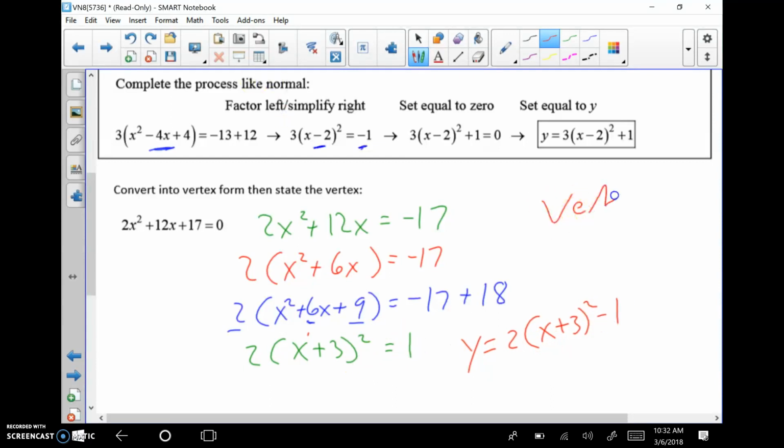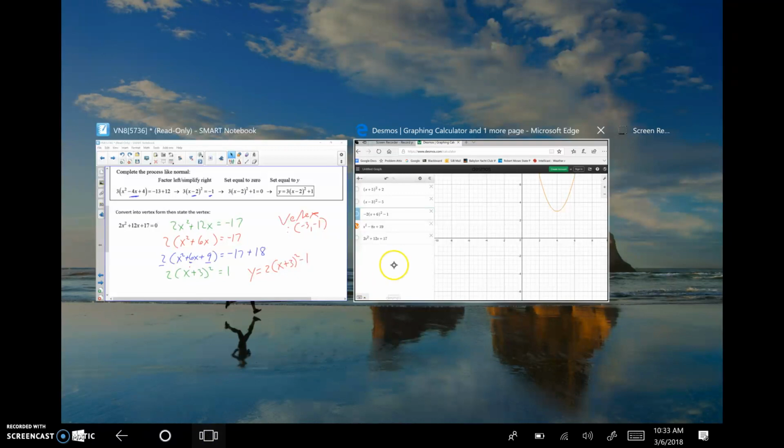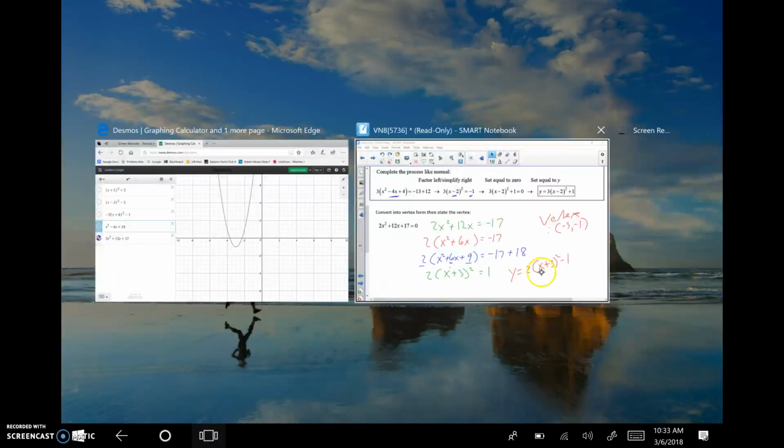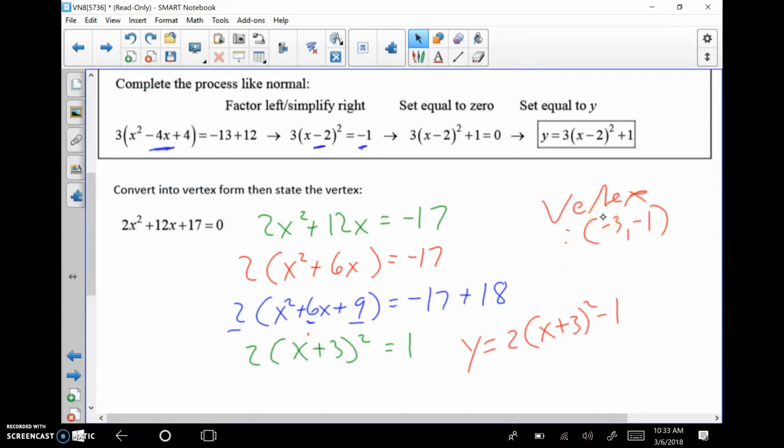And my vertex here is going to be the point: opposite sign inside, correct sign outside. Remember the number in front of the parentheses has to do with the dilation. So that's going to make it narrower, but it's not going to change the vertex. And again, I can confirm this in Desmos here. My vertex is negative 3, negative 1. And that's what we see here, negative 3, negative 1.